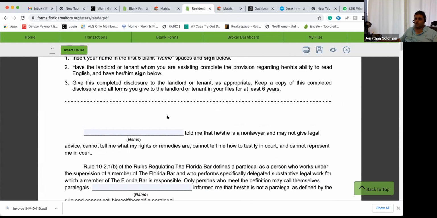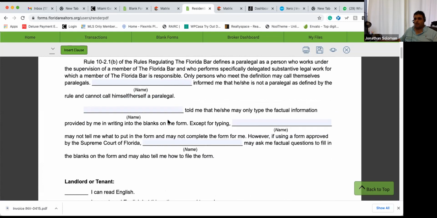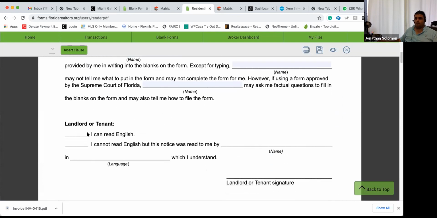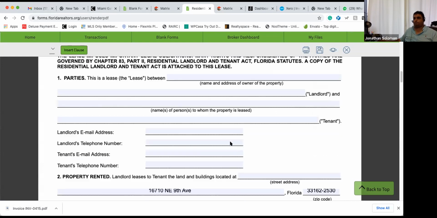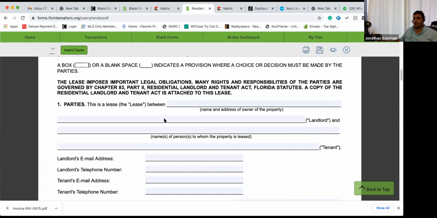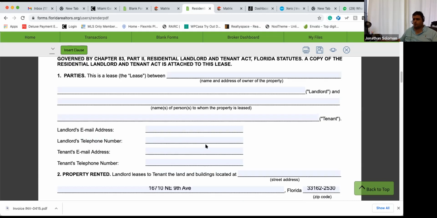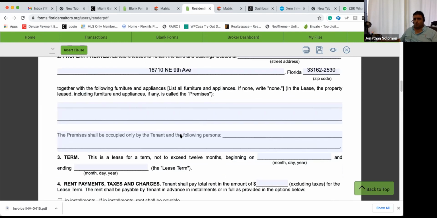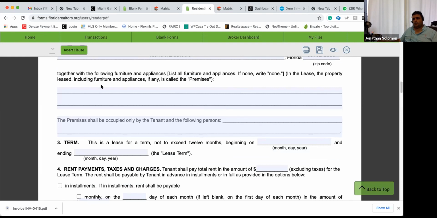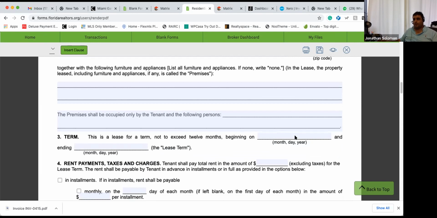And the first section, of course, is the non-lawyer disclosure. It's exactly the same as the one for the condos. You need to make sure both parties sign it so they know that you are not an attorney, unless you are. Then we go to the first section again, put in the parties' information, the landlord, the tenant, right here. The landlord and the tenant contact information, the property address, and any personal items that come with the lease will be disclosed here, whether it's a fridge, stove, furniture, and so on, and the terms: when the lease starts, when the lease ends.